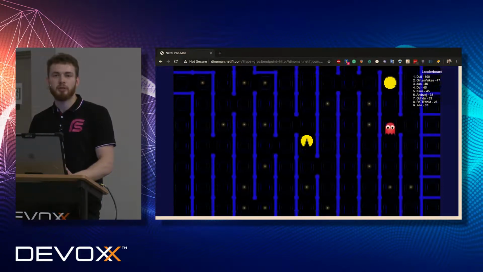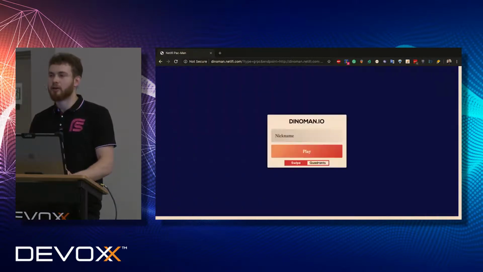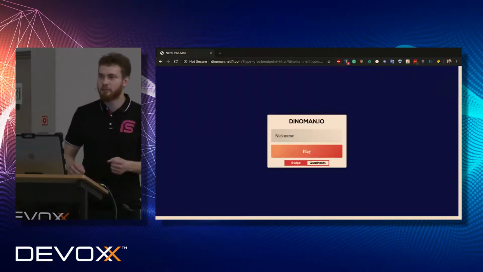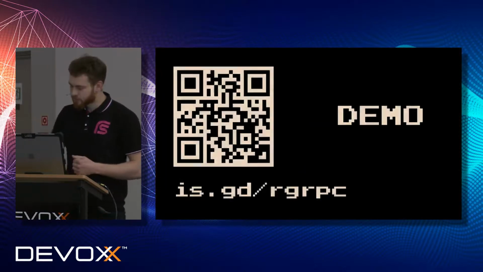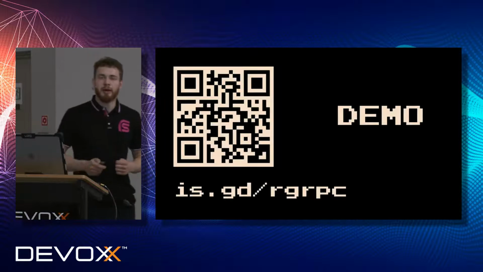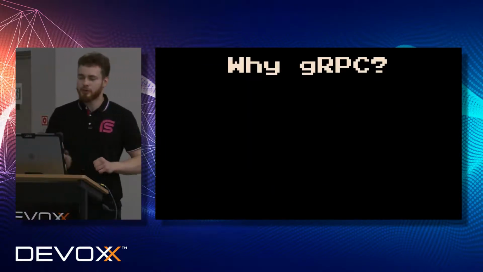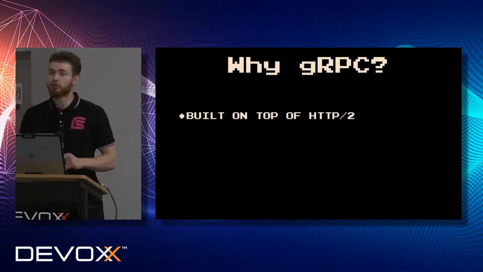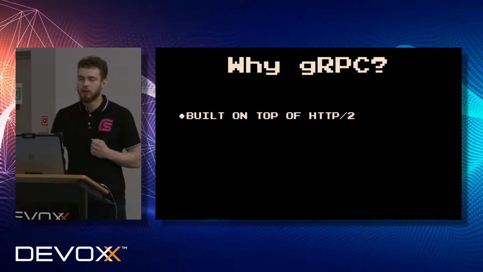Does it look better? Is it better than before, than Socket.io? Yeah, it is. It is definitely better. So now we have to get back to our slides, and we have to say why gRPC. First of all, from a few points of view, gRPC is built on top of HTTP/2, which means that it provides better performance, as we saw.